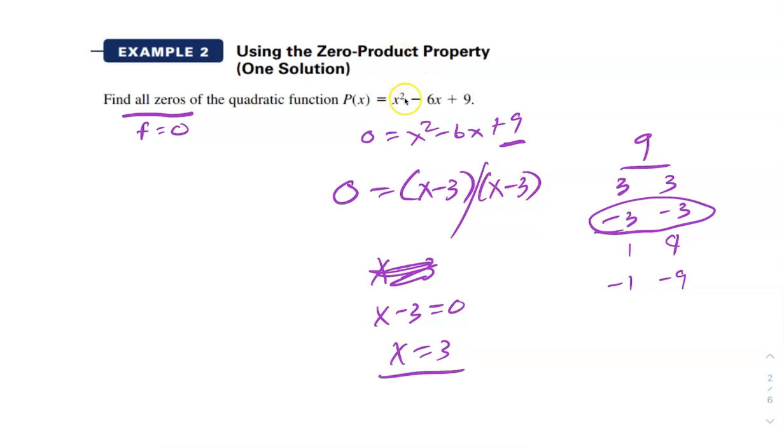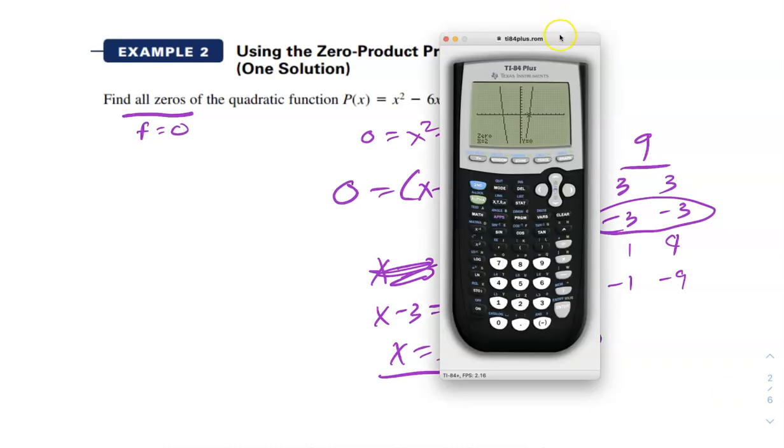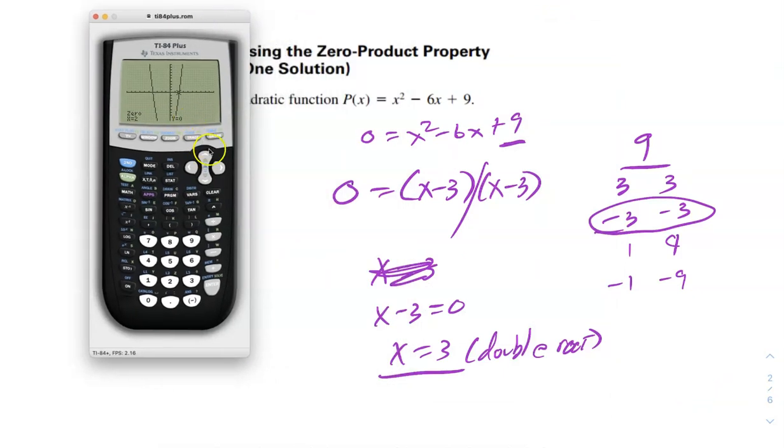Now, what happens here is that it's x squared. You should have two answers, but I only get one. What happens is you got 3 twice. So this is called a double root. So you have one answer, but it is a double root. This means it has the answer twice. That's what that means. But let me show you what it looks like on the calculator.